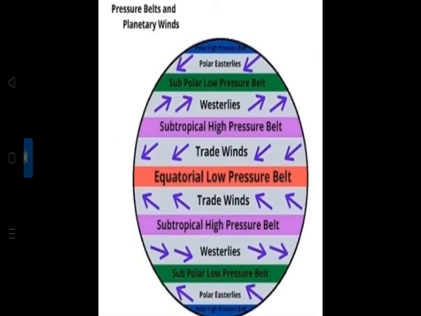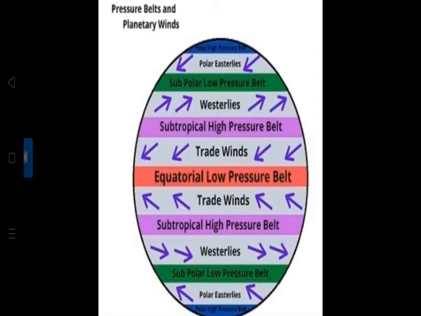In the equatorial low pressure belt, the sun shines almost vertically on the equator throughout the year. As a result, the earth gets warm and air rises over the equatorial region and produces equatorial low pressure. This belt extends from 10 degrees north to 10 degrees south latitudes. Due to excessive heating, horizontal movement of air is absent here and only convectional currents are there. Therefore, this belt is called doldrums, that is the zone of calm.